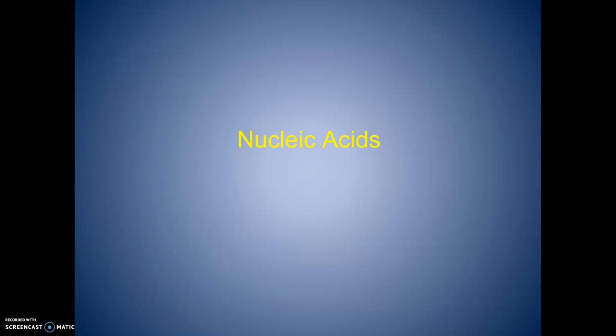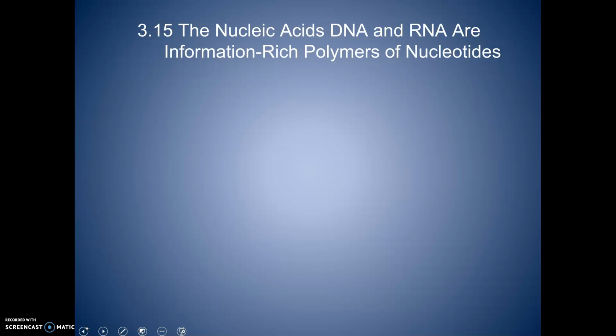Alright, in our last section, we're going to talk about our last group of macromolecules, which are the nucleic acids. Nucleic acids include DNA and RNA, deoxyribonucleic acid and ribonucleic acid. It actually has nucleic acid right there in the name. So the NA is nucleic acid. We'll talk in a second about what makes the D and the R.